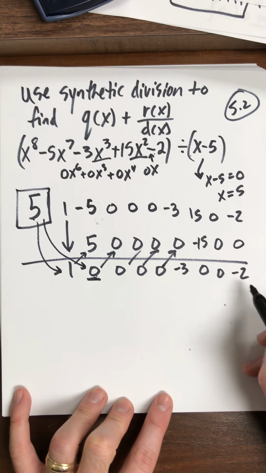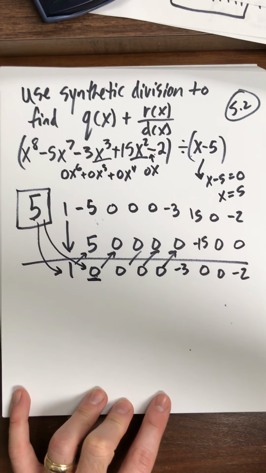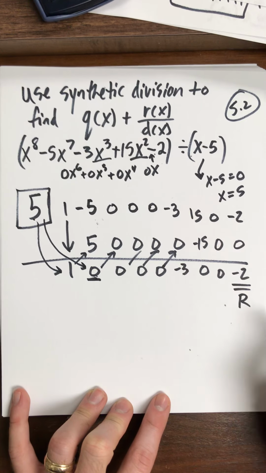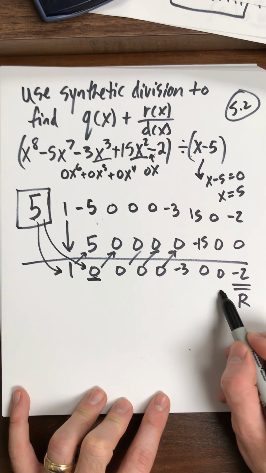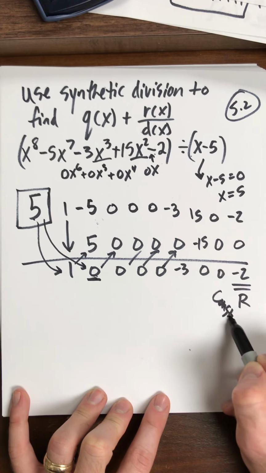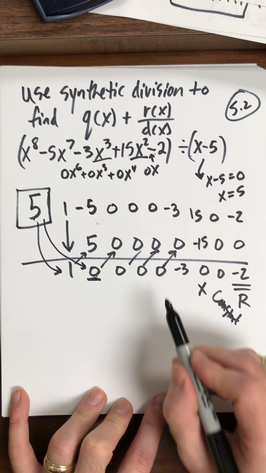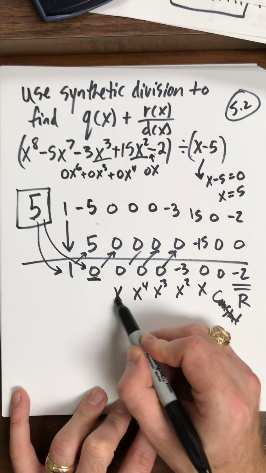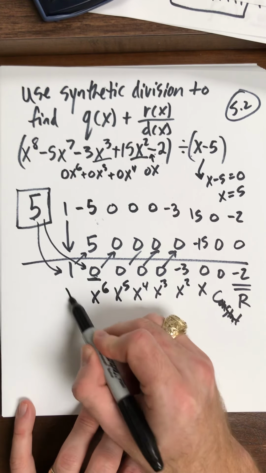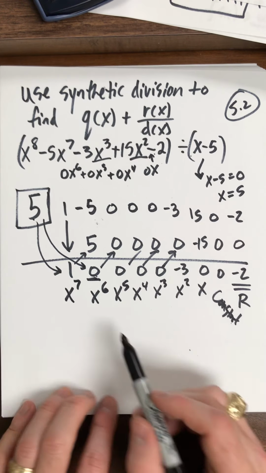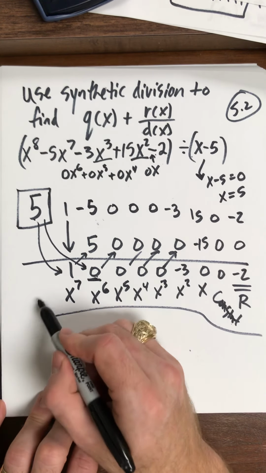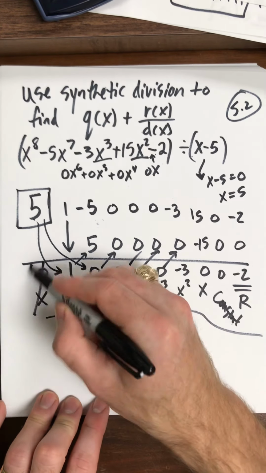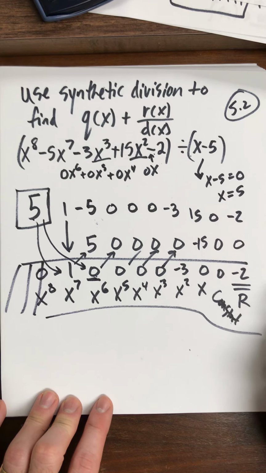So look, this negative 2 down here, this is my remainder. Okay, what's next to the remainder? It's the constant. What's after the constant? That's my x squared, my x cubed, my x to the 4th, my x to the 5th, my x to the 6th, and my x to the 7th. Okay? So I like to write them all out. You can keep going, but does it matter? x to the 8th, there's nothing there, so it's a 0. So everything out this way is just 0.